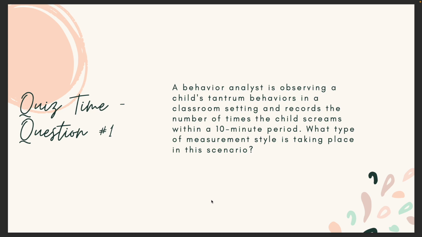So in this one, question number 1 is going to be a direct measure. The reason that it's going to be a direct measure is because this behavior analyst is going in real time and watching this child, okay? So as you see, the key word here is that they are actually observing the behavior and taking data. So because they are in this classroom, physically in the classroom, collecting data while this child is throwing a tantrum, we're gonna say that it is direct, okay?